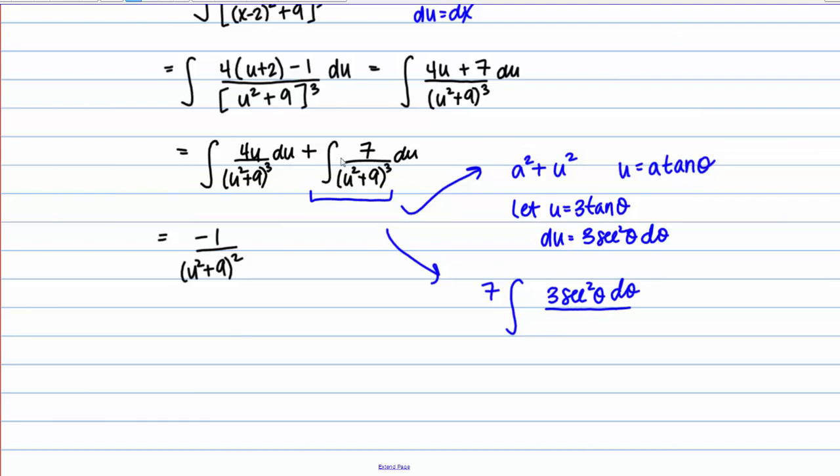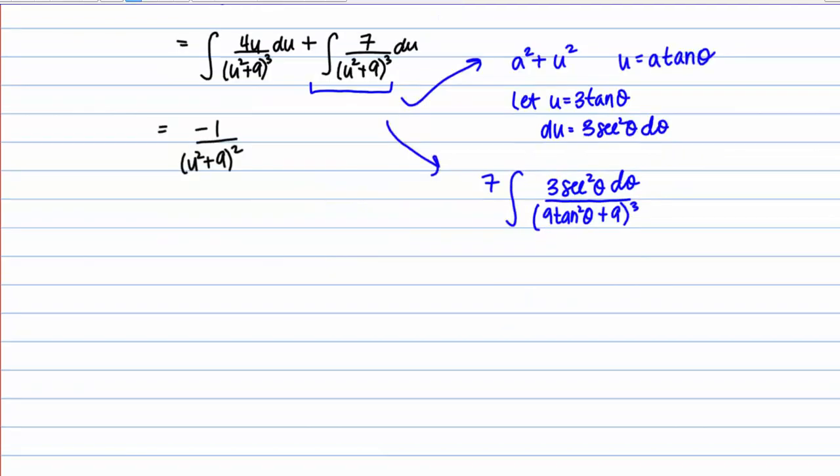And on the bottom, I have u squared plus 9. So that should be, if I square my u, which is up here, 3 tangent of theta, that would be 9 tangent squared of theta plus 9, and that whole quantity is cubed. Now typically what we do next in these trig substitution integrals is we use a Pythagorean identity to reduce or rewrite something. So this 9 tangent squared of theta plus 9, if I factor out a 9, I've just got 9 times tangent squared of theta plus 1, and tangent squared of theta plus 1 is equivalent to secant squared of theta.